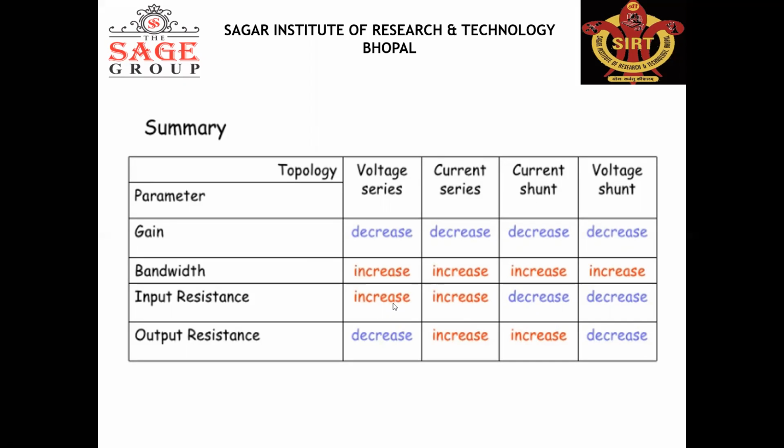Input resistance increases in voltage series and current series. करंट शंट और वोल्टेज शंट में इनपुट रेजिस्टेंस डिक्रीज होता है. यहाँ पे आप देख रहे हो कि यहाँ पे इनपुट रेजिस्टेंस इंक्रीज होता है, यहाँ पे इनपुट रेजिस्टेंस डिक्रीज होता है, क्योंकि सेकंड वर्ड ये डिफाइन करेगा.